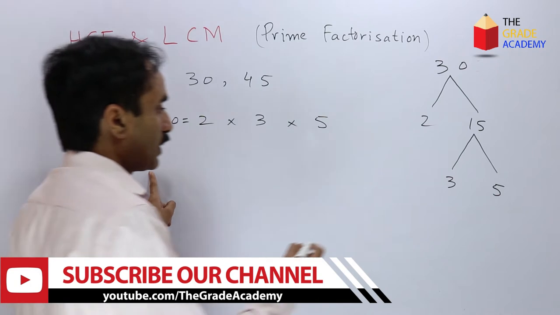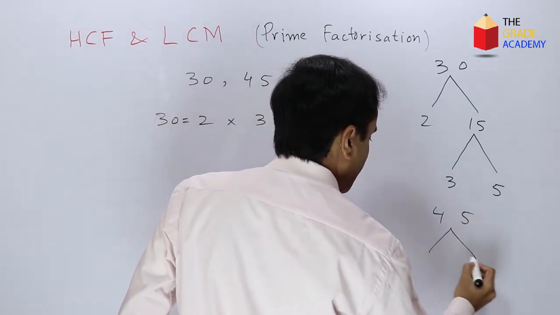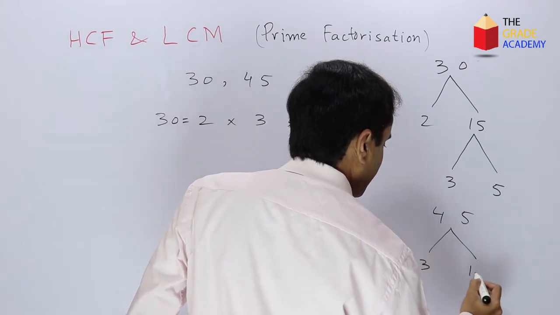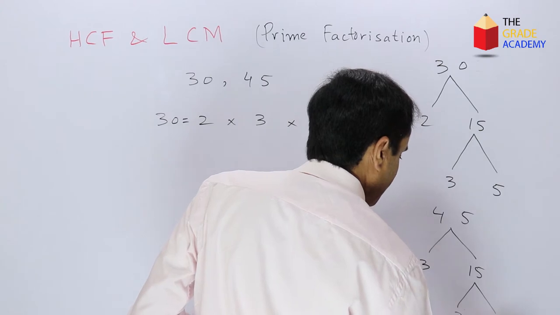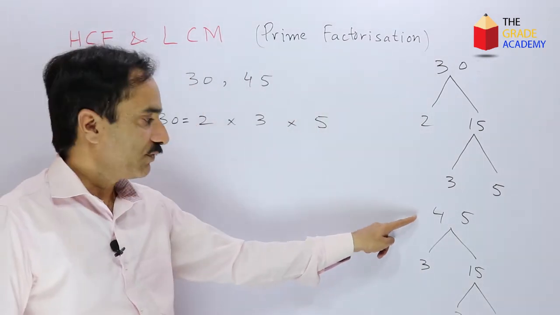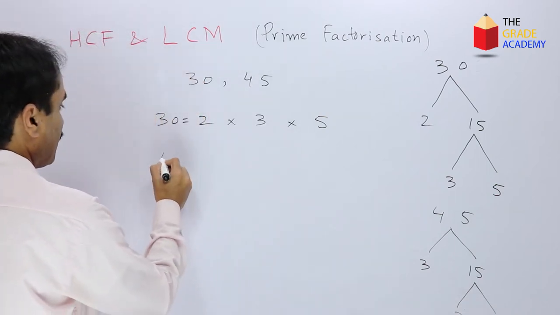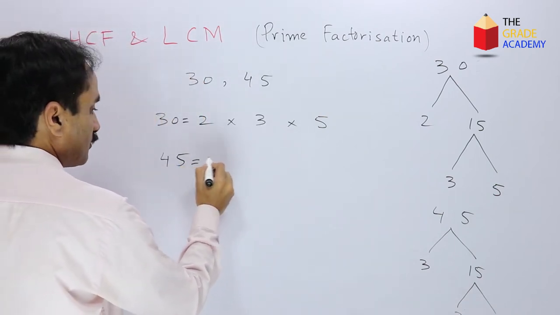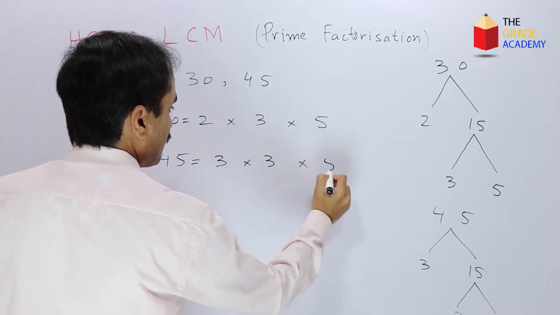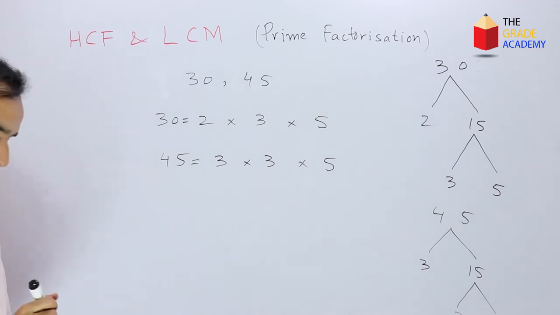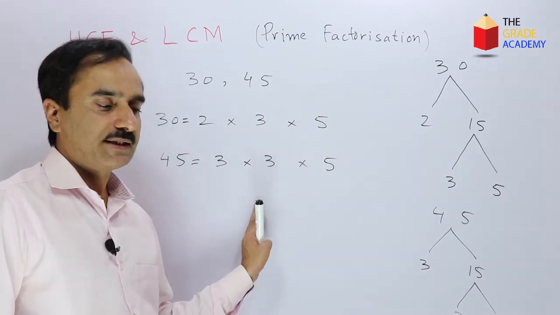Similarly, 45 can be written as 3 times 15, and 15 is 3 times 5. So the prime factors of 45 are 3, 3 and 5. So 45 can be written as 3 times 3 times 5. So now we have to find HCF and LCM.